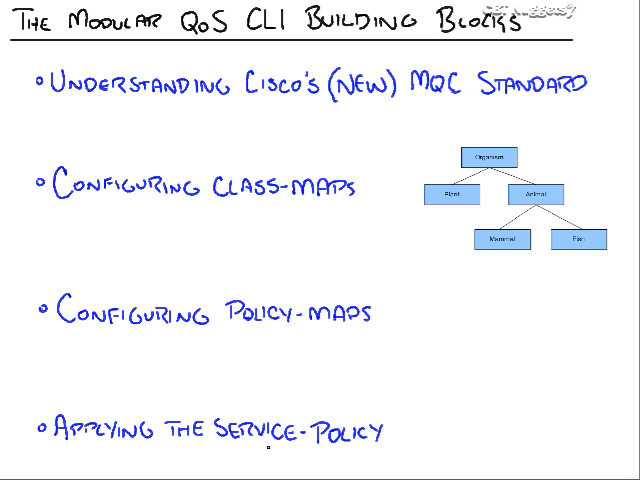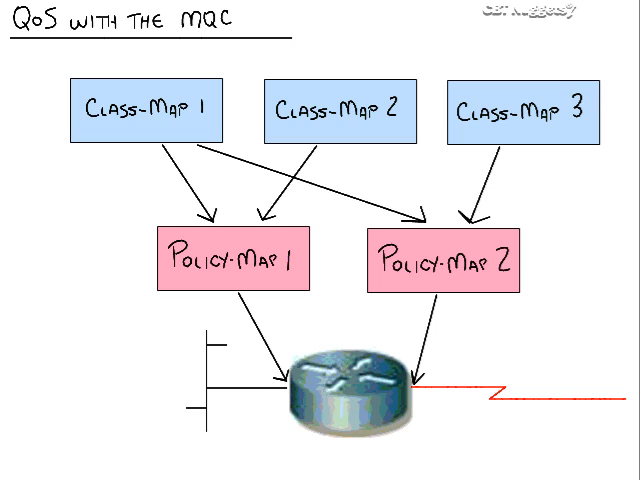apply the service policy. As I like to do whenever I talk about Cisco, I'm going to keep most of this nugget focused in the live interface, because that's what we're going to have to do when we're sitting in front of our Cisco routers, setting this quality of service standard up. Well, let's not waste any time. Let's get right into quality of service using Cisco's MQC standard.